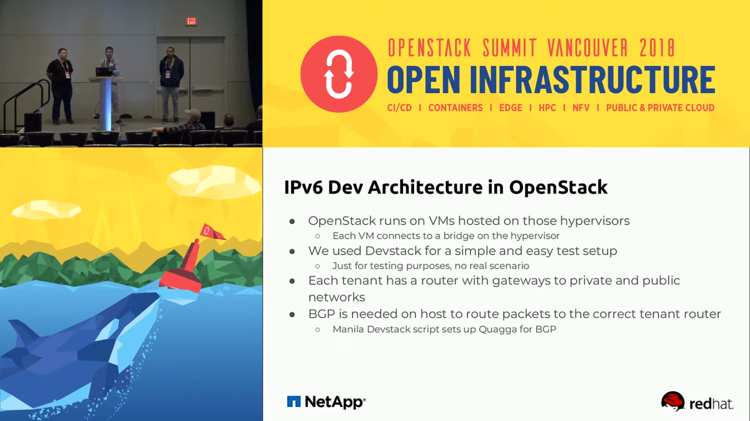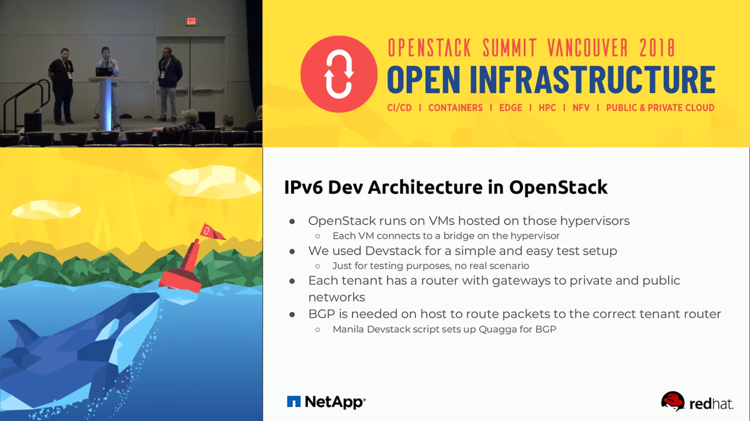So in this example, we will have OpenStack running on VMs on those hypervisors. So simple KVM VMs on hypervisors, and DevStack for an OpenStack distribution, which is a simple one. And we can use the Manila plugin, which was implemented in Queens, so we can get most of the IPv6 configured by the Manila plugin.